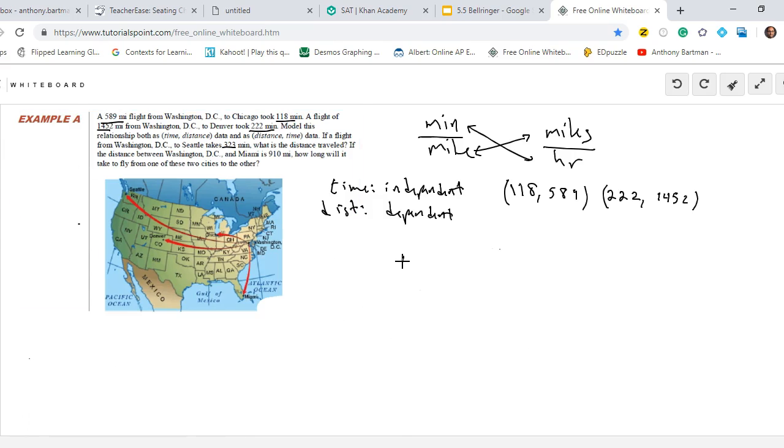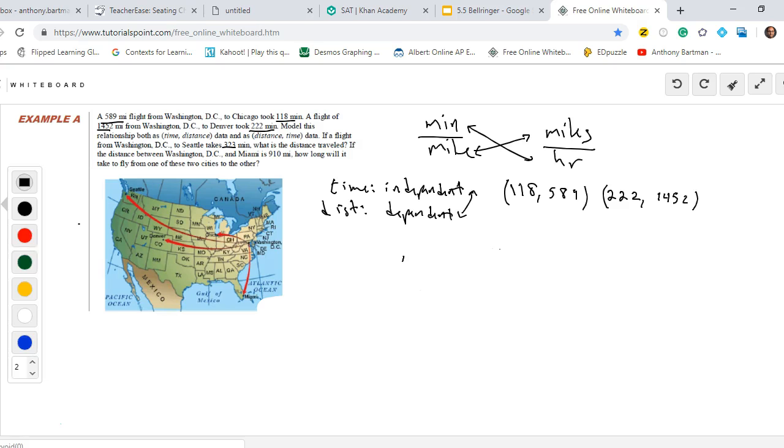Ready? Go. All right, so now we know the distance, but we want to know the time. So now these two things have been flip-flopped. Time is now dependent and distance is independent. So we're going to take these points and we're actually going to flip them around.